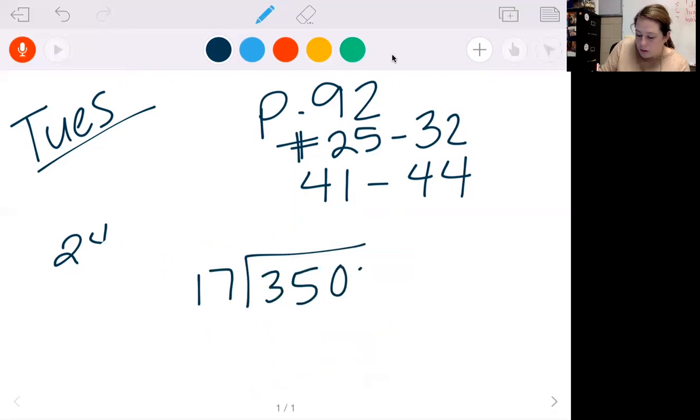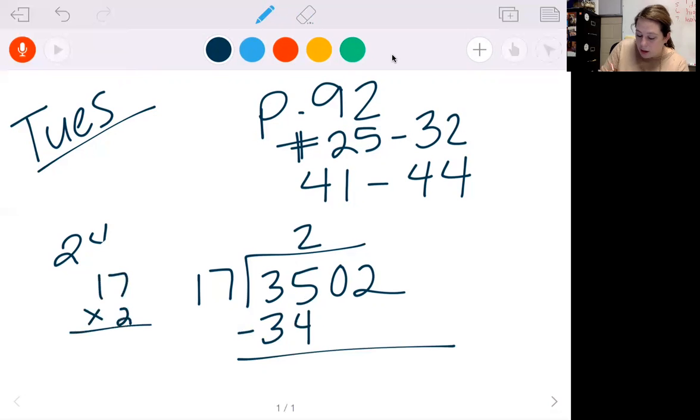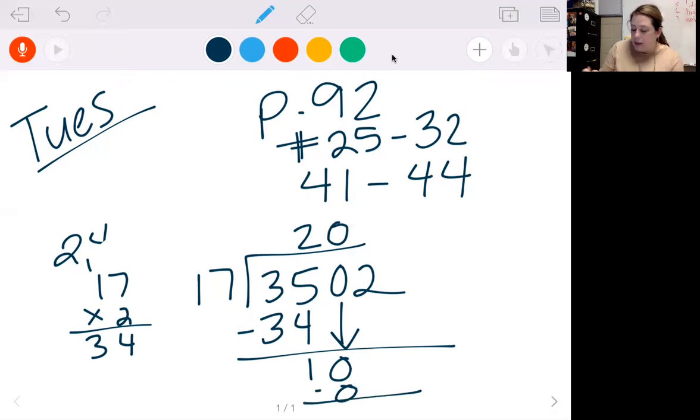So 17 into 35, 2. 17 goes into 35 2 times. 17 times 2 is 34. Let's make sure Ms. Clark is right on that. Yes. Minus 1. 17 goes into 10 0 times. 17 times 0 is 0.